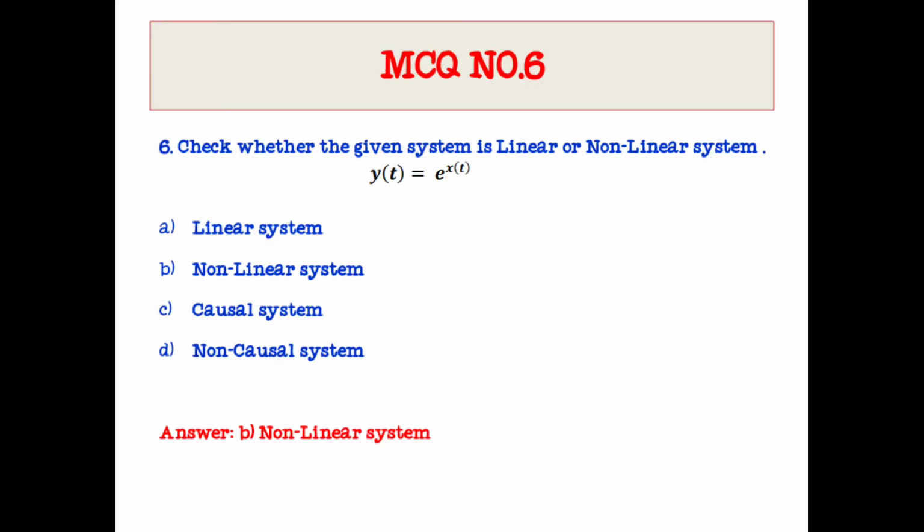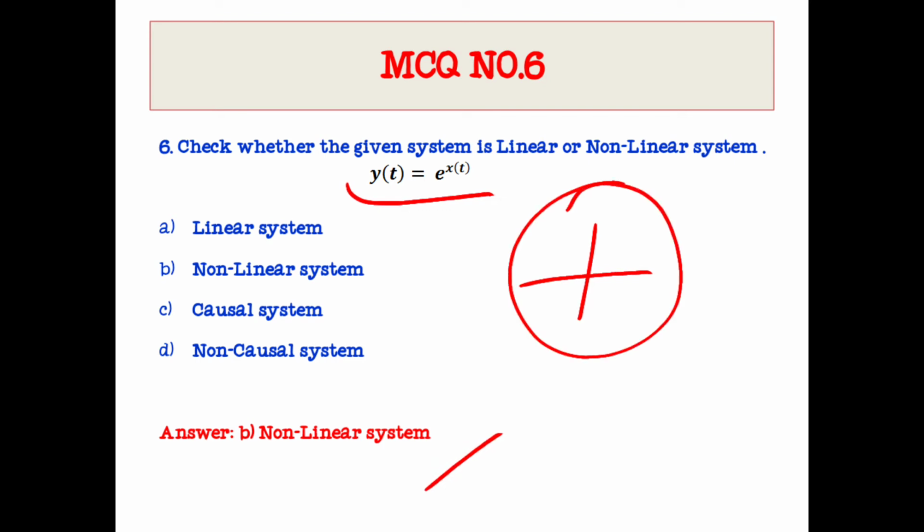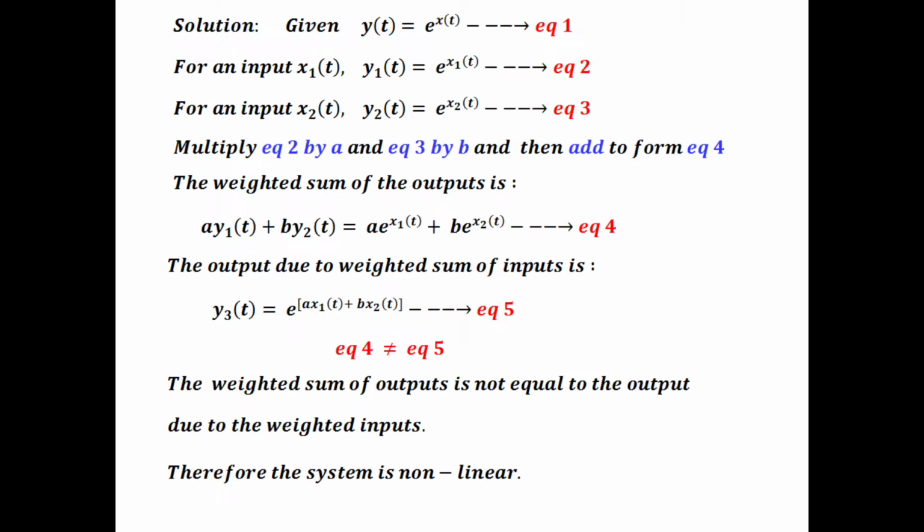Check whether the given system is linear or non-linear. Y of t is equal to e power x of t. Exponential of x of t they have given. So the answer is non-linear. This is a very important, most frequently asked question. Okay, y of t is equal to e power x of t is linear or non-linear.